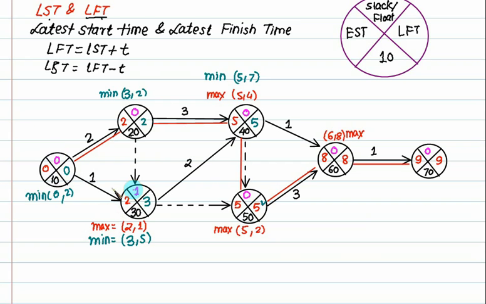It means that if you delay this activity by 1 day, your work will not suffer. Just imagine that I make a 1 day delay. So is it finished by 2 days? It is finished by the 2nd day. So this will also be 2 and this will also be 2.